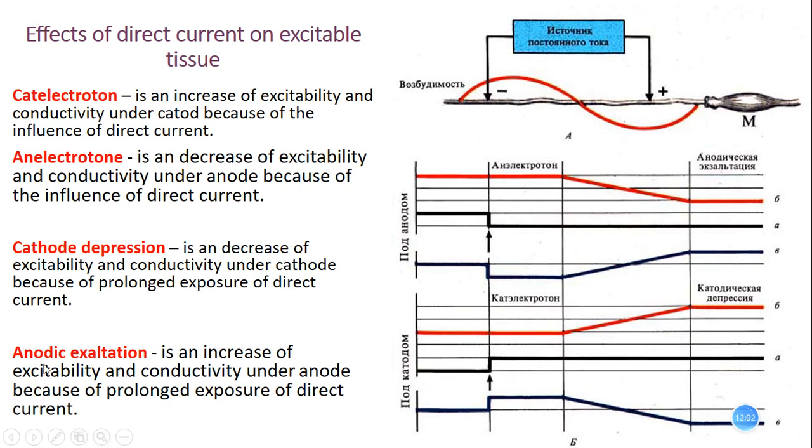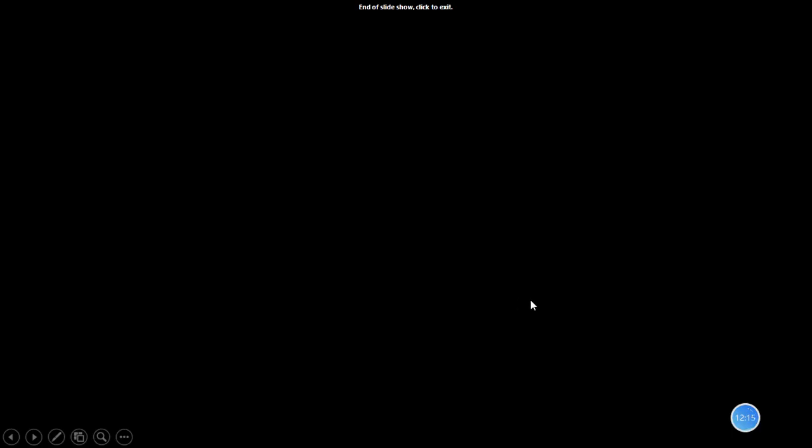And again, we have anode excitation, and it's an increase of excitability and conductivity under the anode end because of prolonged exposure to the direct current. And that's the end.